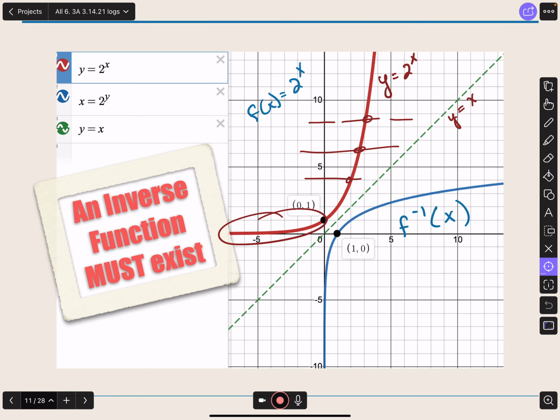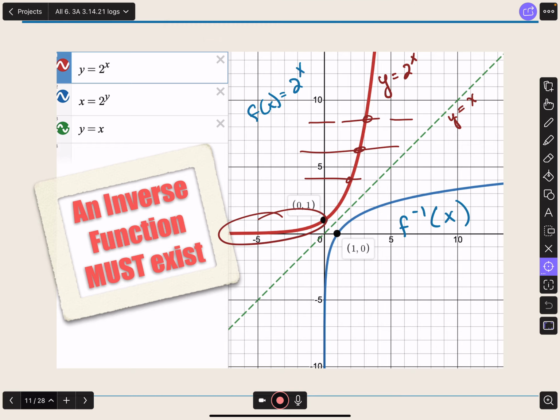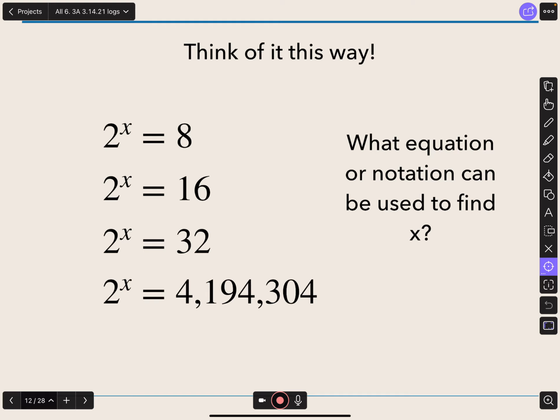Well, this is the problem that mathematicians ran into. They knew from theory that this inverse had to exist. They could see the equation for it, they knew what it looked like, they knew how it behaved, but now they needed to figure out some notation to represent that, and that's where the logarithm comes in.